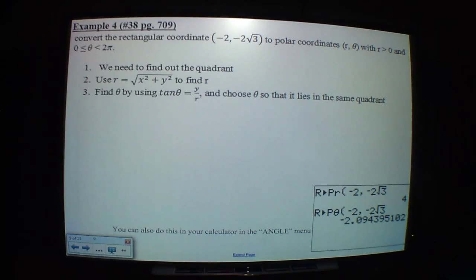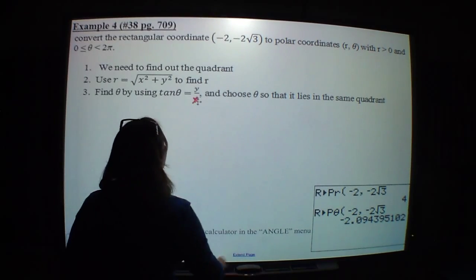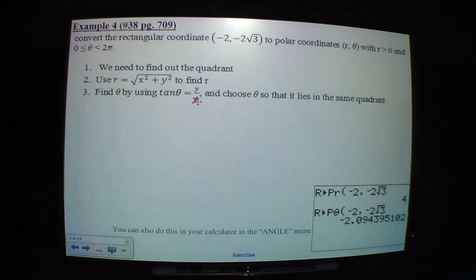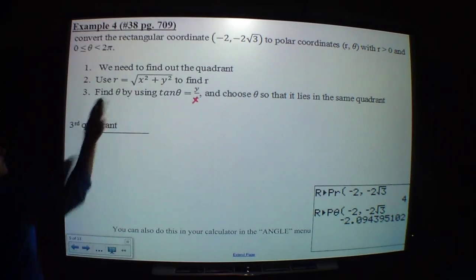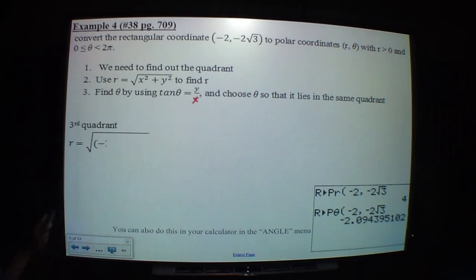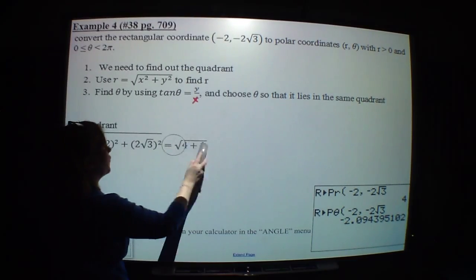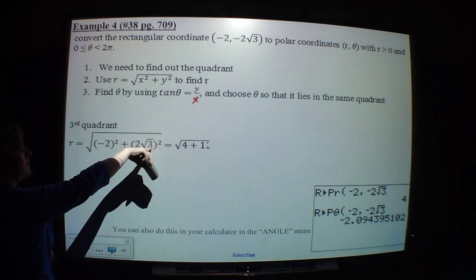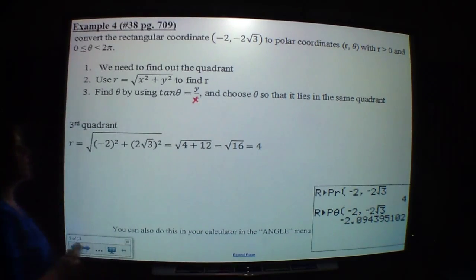And then we can find theta by using the tangent of theta is your opposite or your y side over x. Okay, y over x. Make sure it lies in the same quadrant, the third quadrant. So when we're doing it, like I said, it is in the third quadrant because it's a negative and a negative. R is equal to the first one squared plus the second coordinate squared. Negative 2 squared is 4. This squared is 4 times 3 is 12. 12 plus 4 is 16, which is 4. So r is 4.